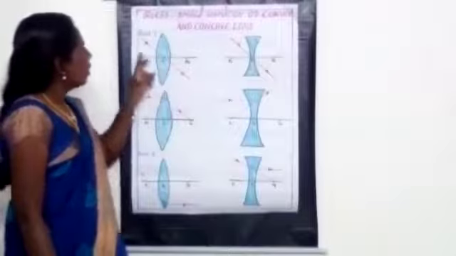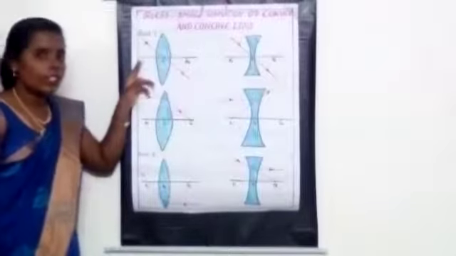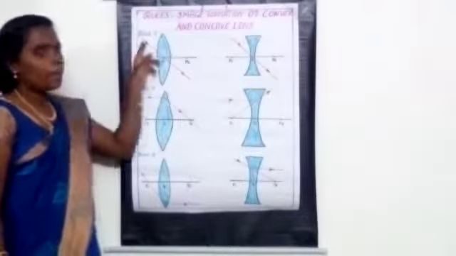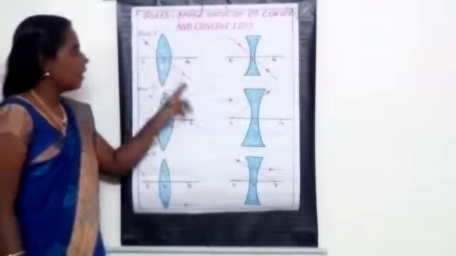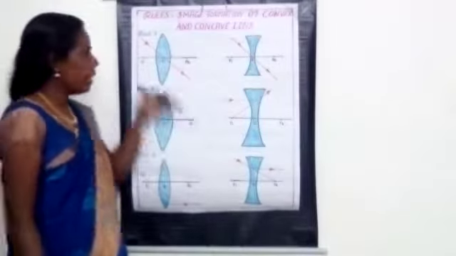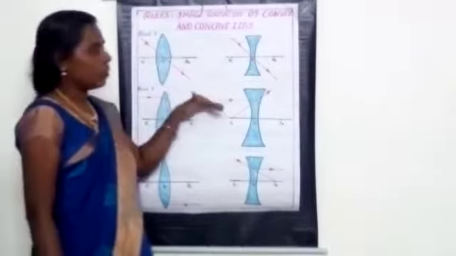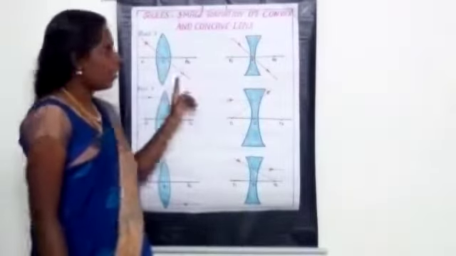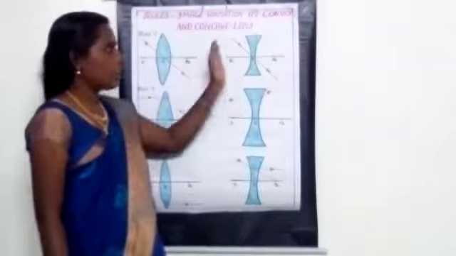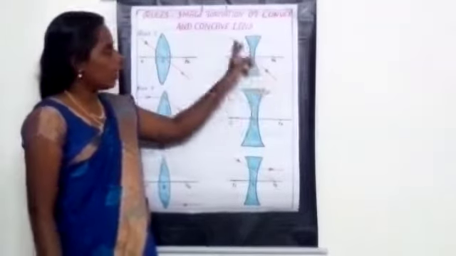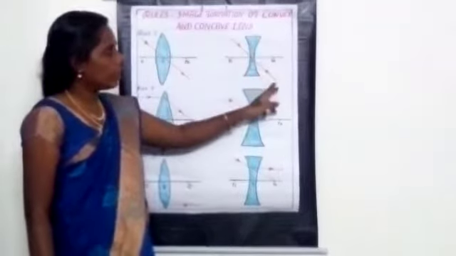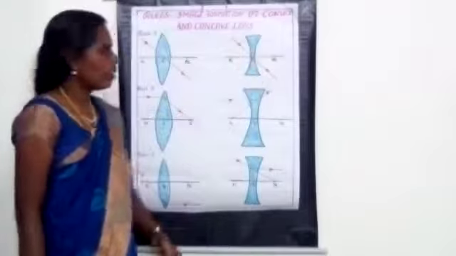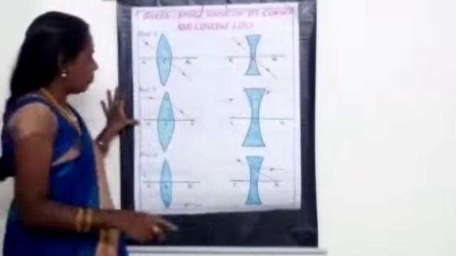Have you all understood what the first rule is? When the ray of light passes through the optic center without any deviation, it will continue along the same path. That is the first rule. For convex and concave lenses it is the same. The ray of light goes along the same path without any deviation. And what is the second rule?